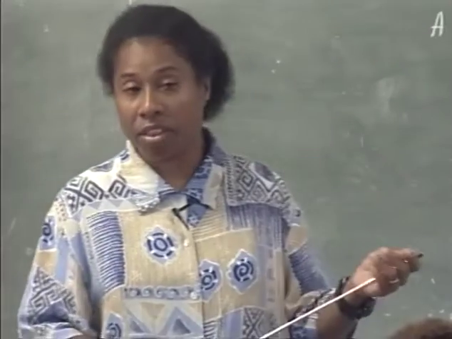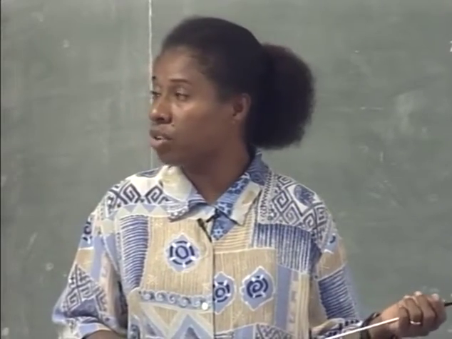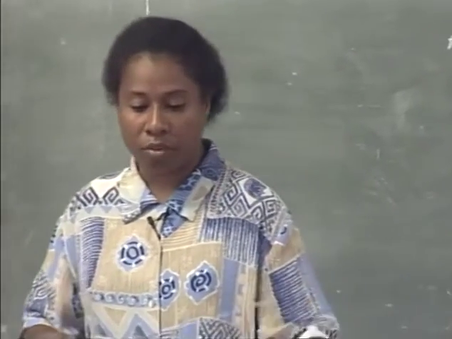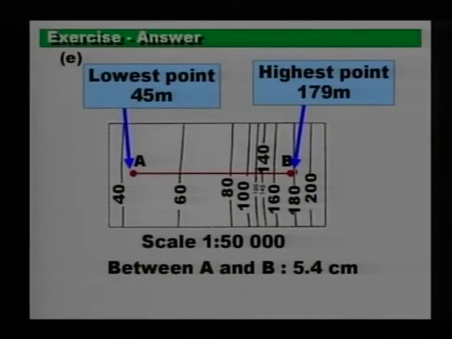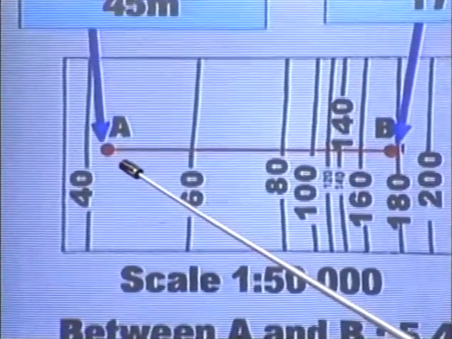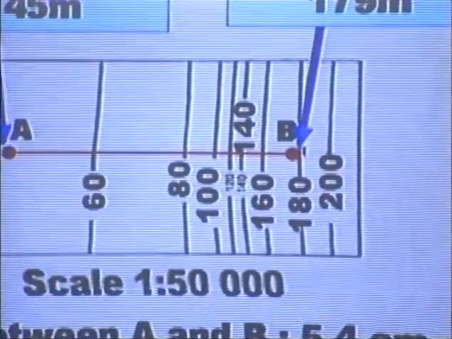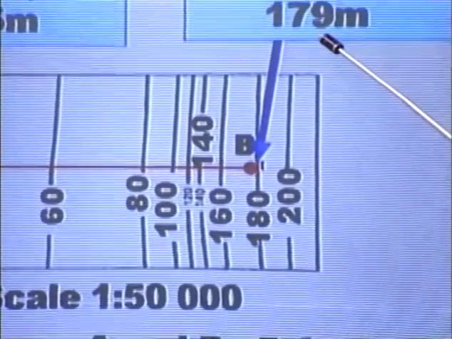We'll start off with contour pattern E and the steps for the calculation of gradients together with the answer for that particular activity. For exercise E, you check. The lowest point is 45. Note that it will have to be 45 because the dot is not right in the middle between 40 and 60 for it to be 50. So our answer for the lowest point is 45. The highest point is very close to the 180 contour line, therefore we'll take that as 179.